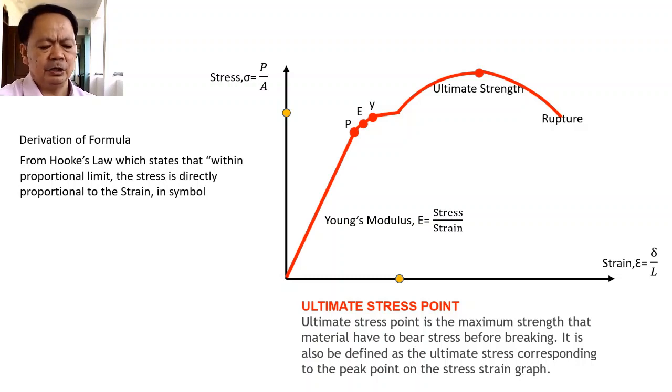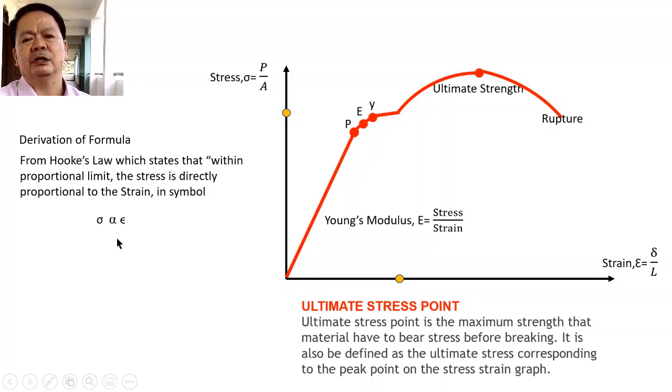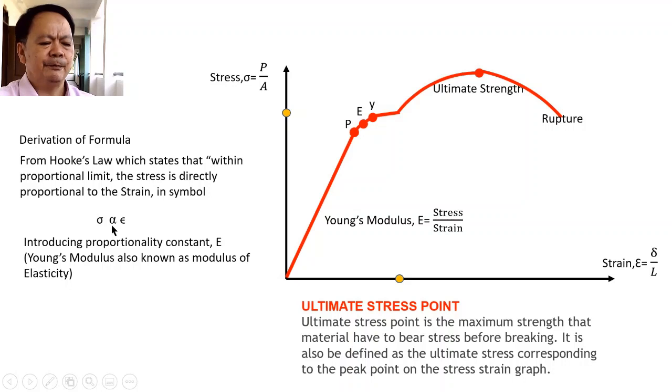And that was the postulate made by Robert Hooke, that within the proportional limit, the stress is directly proportional to the strain. And so if we will be writing it in symbol, we write this as stress is directly proportional to the strain. When we replace the proportional symbol with a constant, then this becomes an equation such that the stress is equal to the proportionality constant multiplied by the strain. But we know that stress is equal to P over A, and strain is equal to deformation over L.